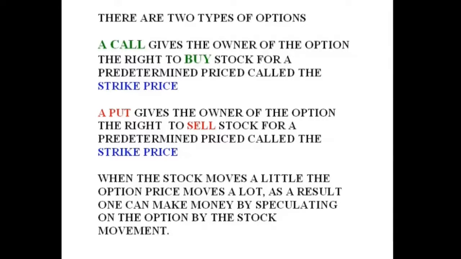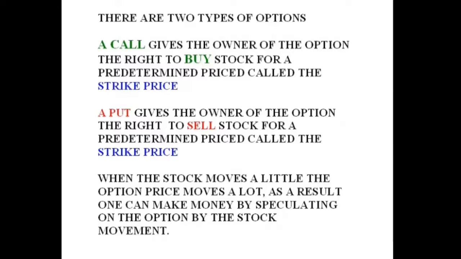The second type of stock option is called the put option. Puts give the owner of the option the right to sell the stock for a predetermined price called the strike price. You would buy a put option if you thought the stock was going down in value.